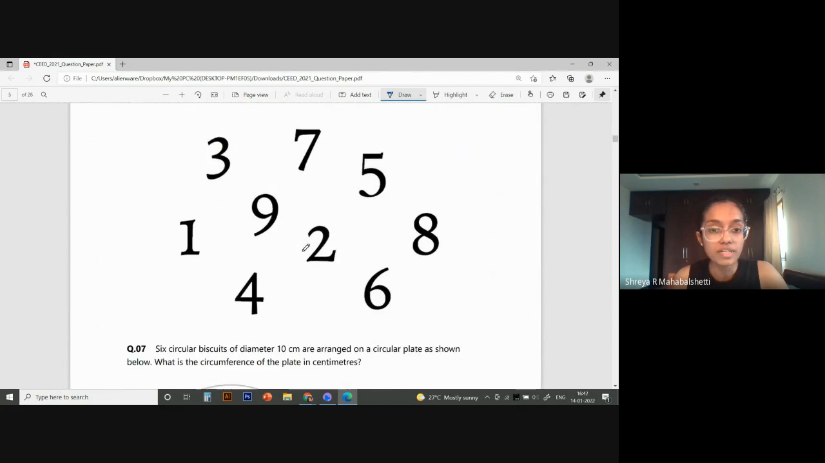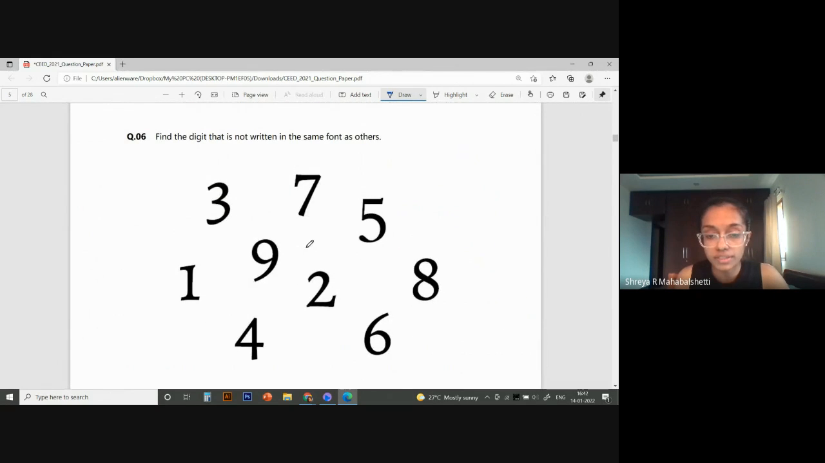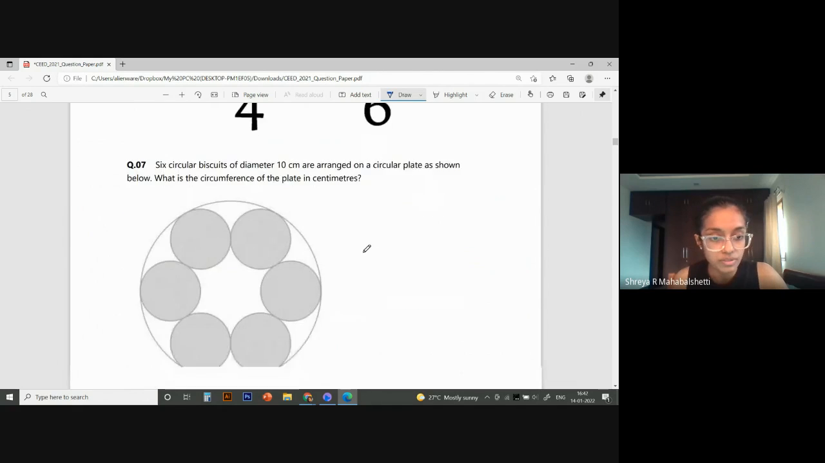Now find the digit that is not written in the same font as the others. So the minute I saw this question, my eye went to this. There's a curve here. The terminal of this letter basically has a curved end, and that's the word.